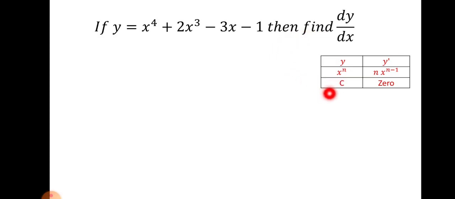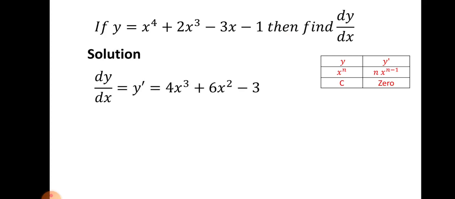Here we have the needed rules in this problem. Here dy dx, derivative of y with respect to x, or let me say y prime, equals the derivative of this function x to the power 4, using this rule here: x to the power n, its derivative is n x to the power n minus 1. You have to put this power down. So put the power down here and subtract 1 from the power, so you have 4x to the power 3.